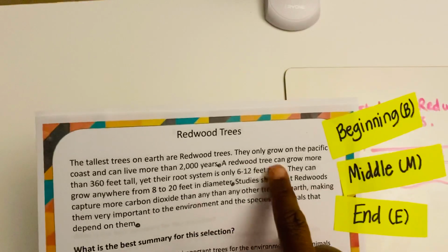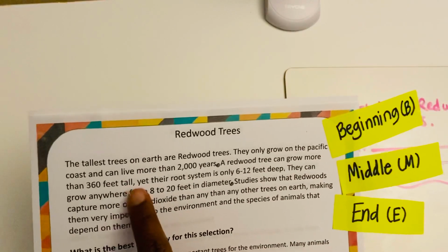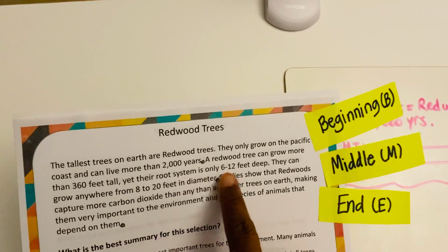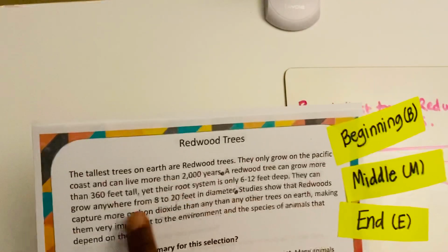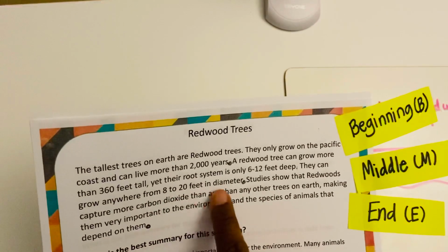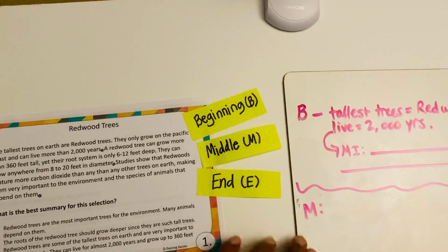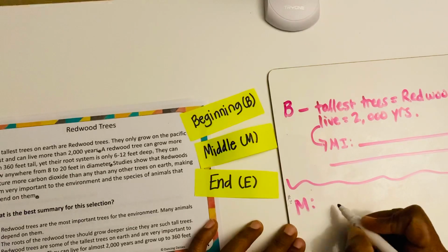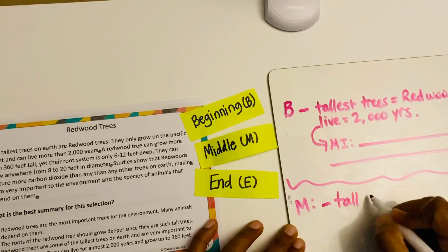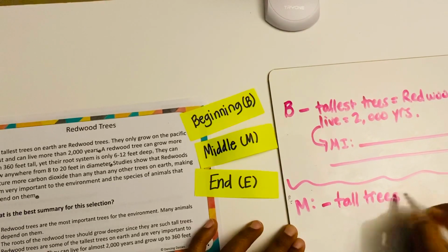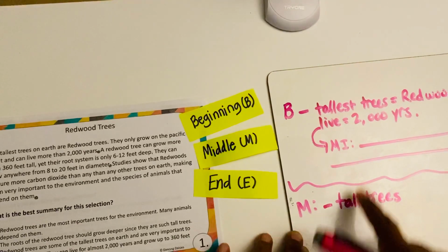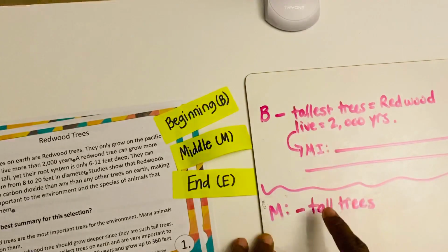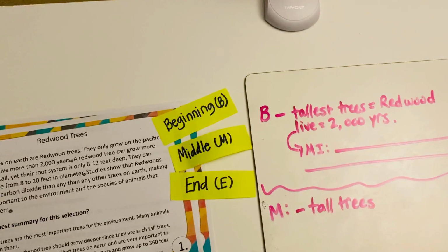So the middle. A redwood tree can grow more than 360 feet tall, yet their root system is only 6 to 12 feet deep. They can grow anywhere from 8 to 20 feet in diameter. I don't know about you, but they keep talking about how tall it is over and over. So I'm just going to say it's tall trees. It's pretty simple. It feels like these two are the same idea, right?